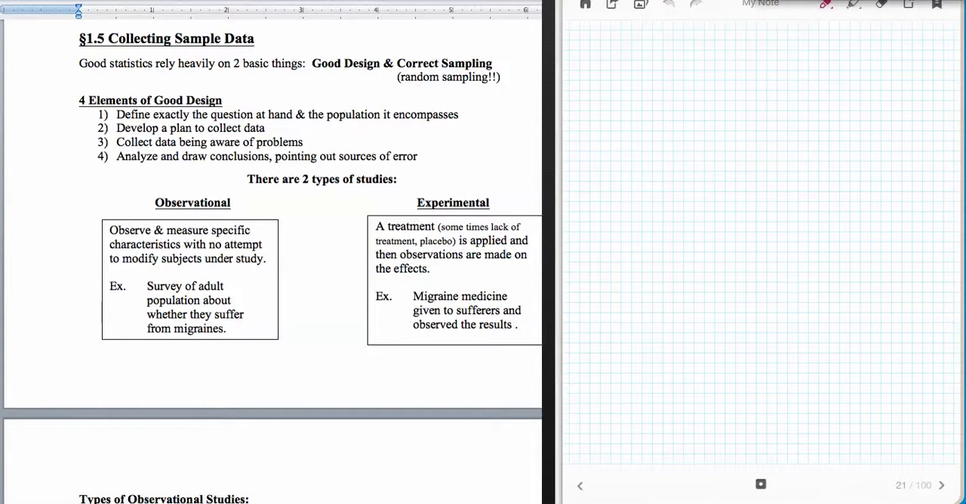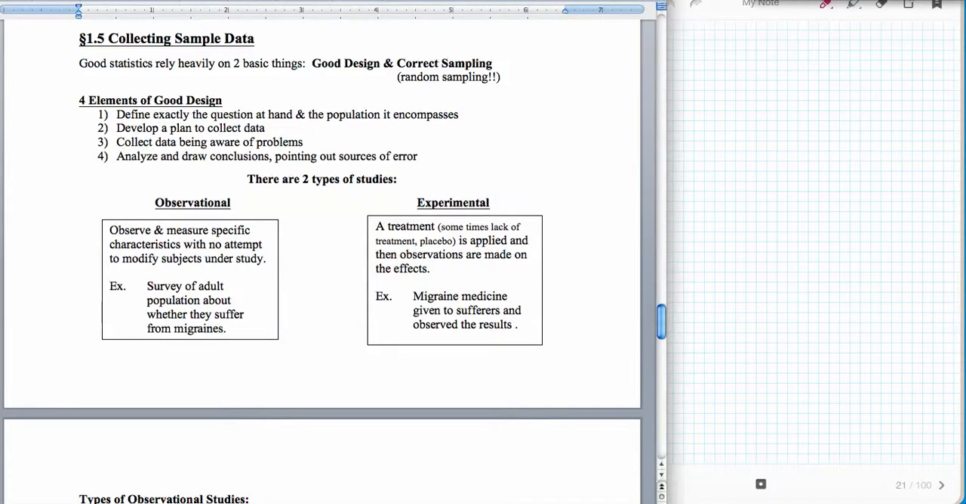Now the other type is an experiment. An experiment actually tries to apply a treatment to elicit a change or a response. So an experiment is defined as a treatment being applied and then observations being made on the effects. Experiments are something like a migraine medicine being given to migraine sufferers and then observing the results, maybe measuring the intensity of the pain on some scale that's been scientifically proven to interpret migraine pain. So that would be an experiment.